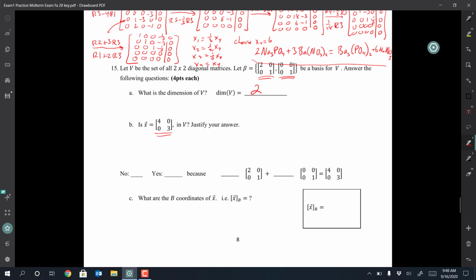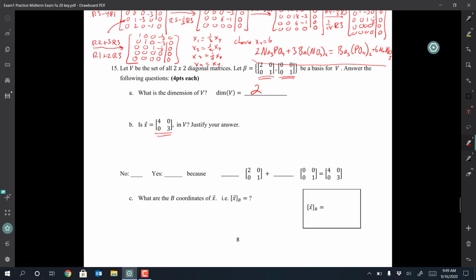It is if we can build it with our basis vectors. So what they're saying is, is this vector, which is the matrix 4, 0, 0, 3, a linear combination of the basis vectors? So let's see if we can figure that out. Now, because we're dealing in more of an abstract space, we can't answer this question just by row reduction, so we just got to look at it and see what's going on.